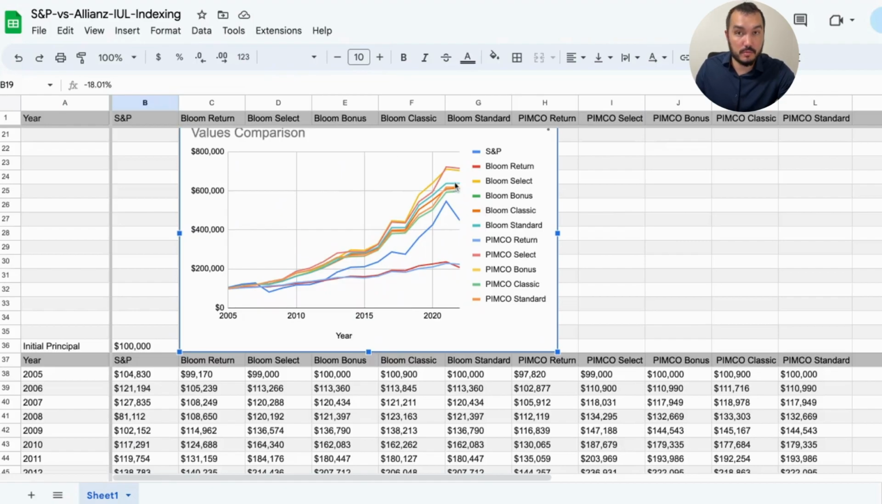But I still put a smaller subset of the funds in my IUL into the bonus strategy to, one, have an extra index lock opportunity, and two, to have the ability to diversify and still have a little bit of that downside protection.